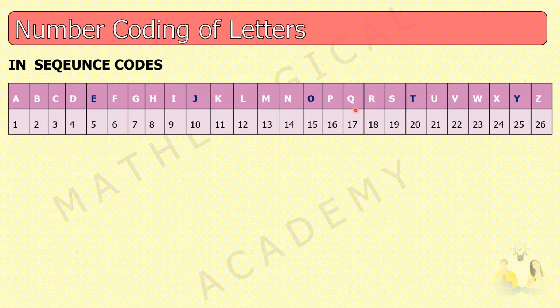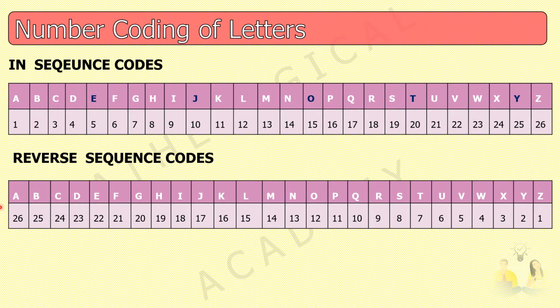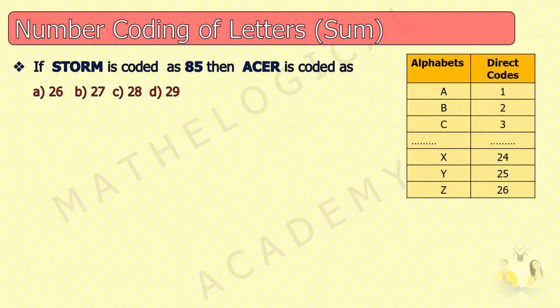There is one more style of number coding of letters in which numbers are coded in reverse. That is, A is coded as 26, B is coded as 25, C is coded as 24, D will be coded as 23, and similarly Z will be coded as 1, Y will be coded as 2, and so on. Let's have a look at number coding of letters.